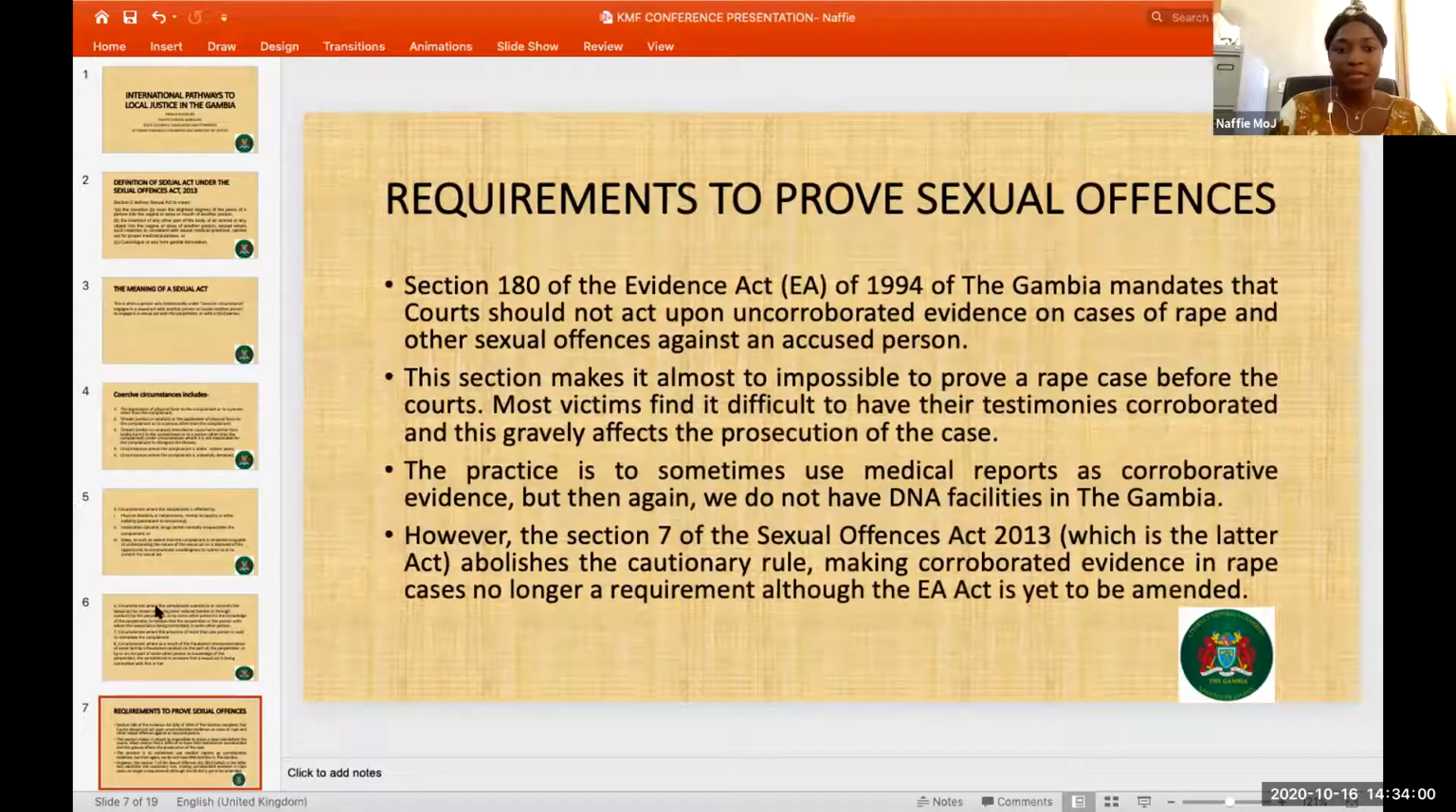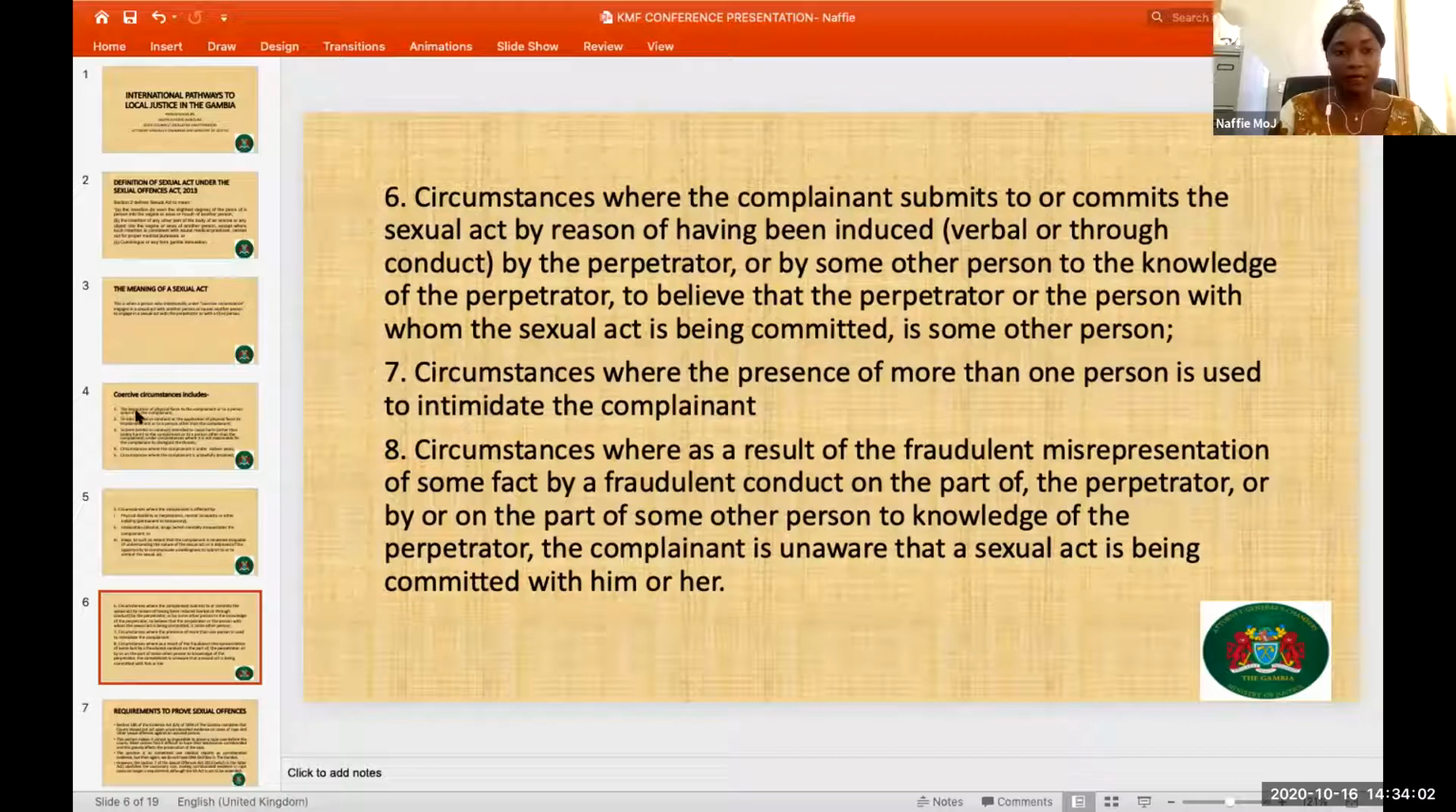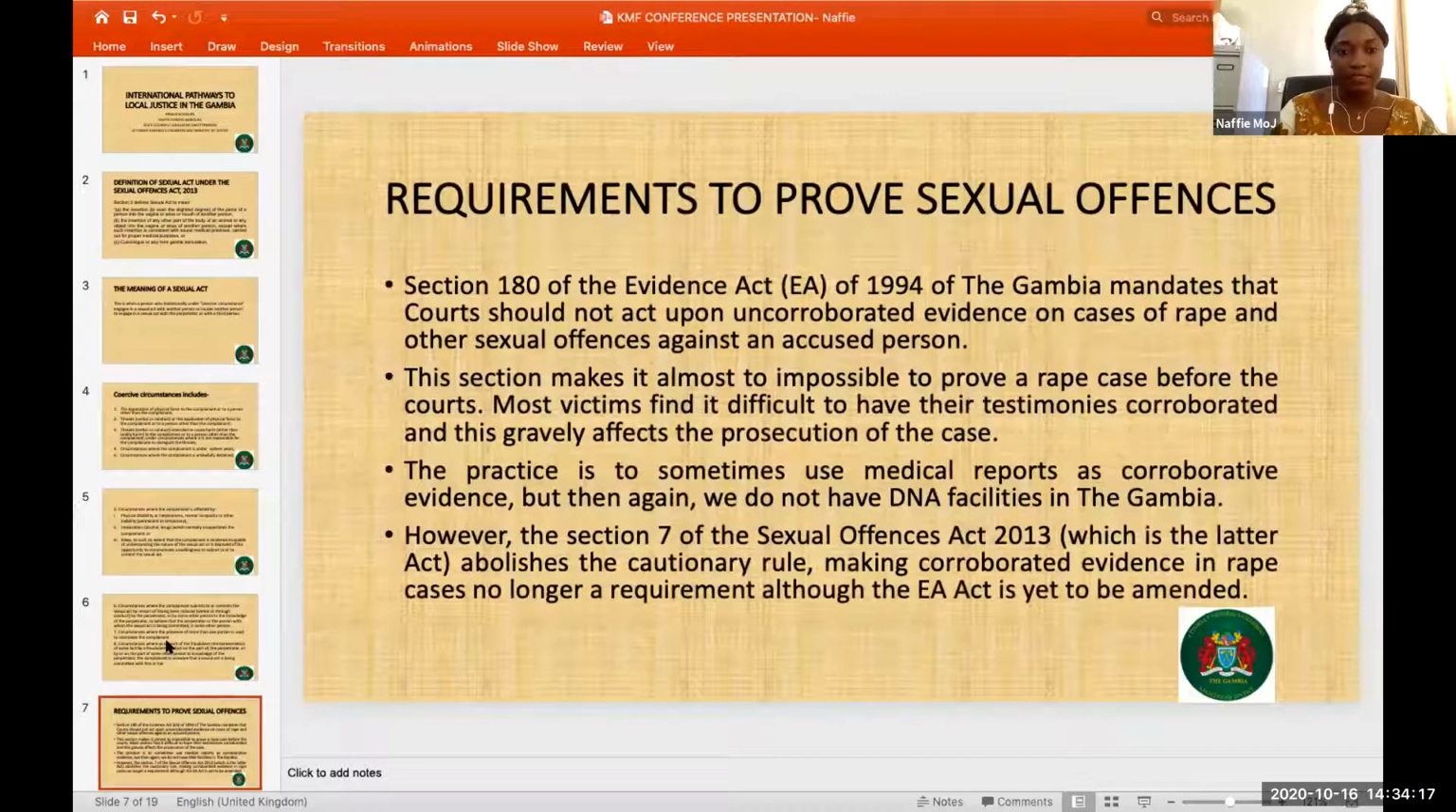So these were extracted from the Sexual Offences Act, and it has laid out what is considered to be a coercive circumstance. And with this, it attracts different penalties as well, but I didn't think I would get into those penalties. So I've just indicated the requirements to prove sexual offenses. So this is when we're prosecuting cases in court.